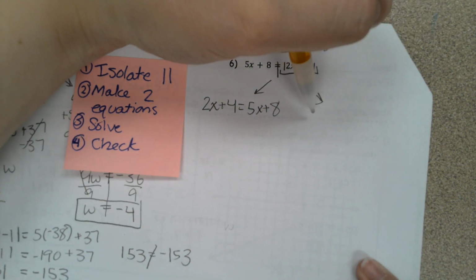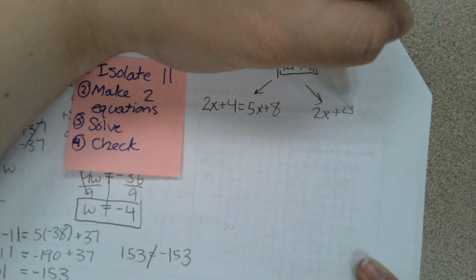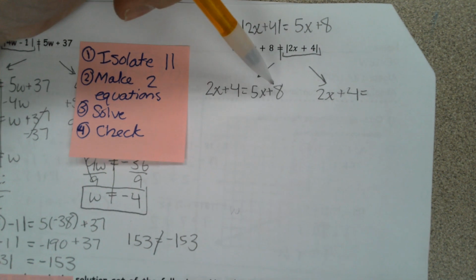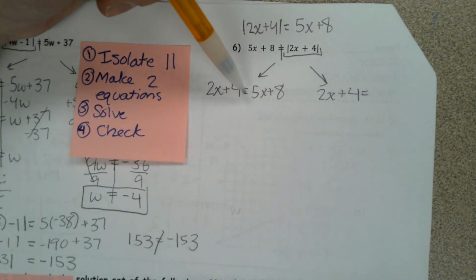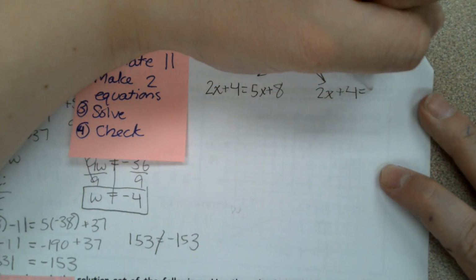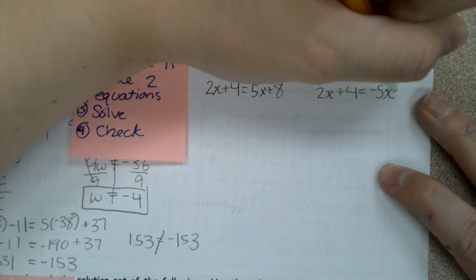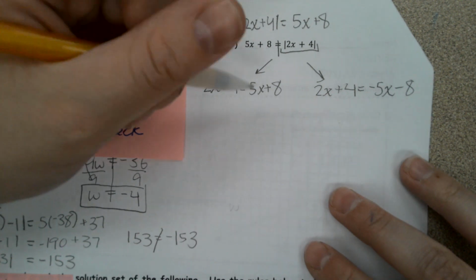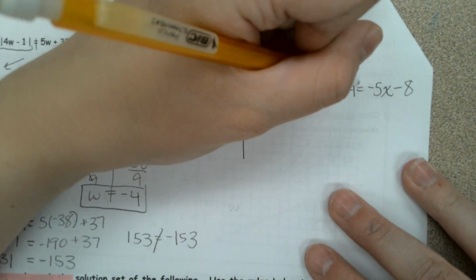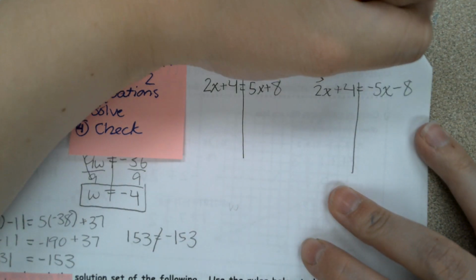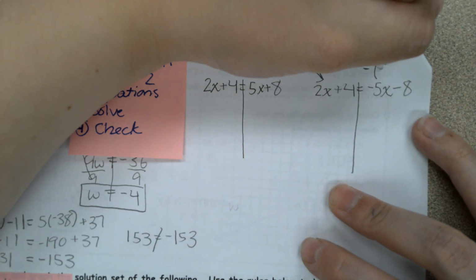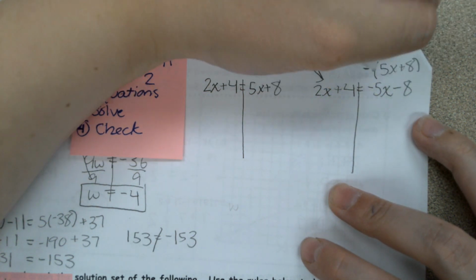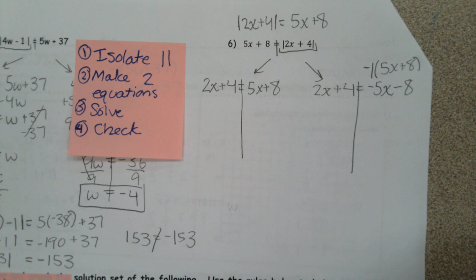For the second equation, 2x plus 4 on the left. Now on the right, again, we make this negative, and we do that by changing both signs. Negative 5x minus 8. And then we solve. Reminder, you can take the extra step to put the negative in front of the original expression. Like that. That works too.